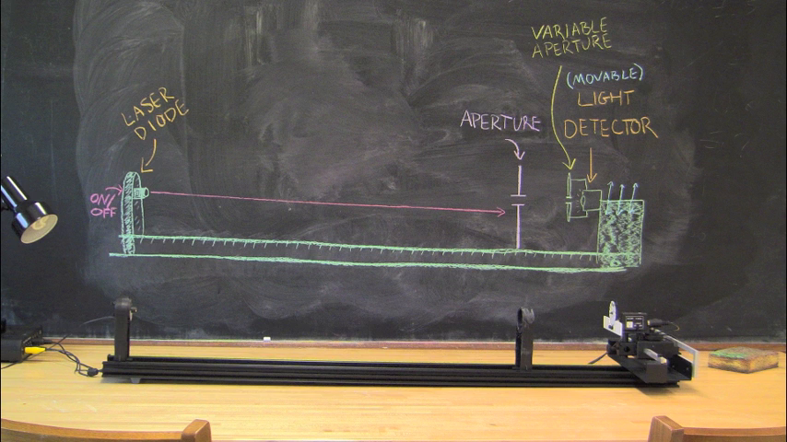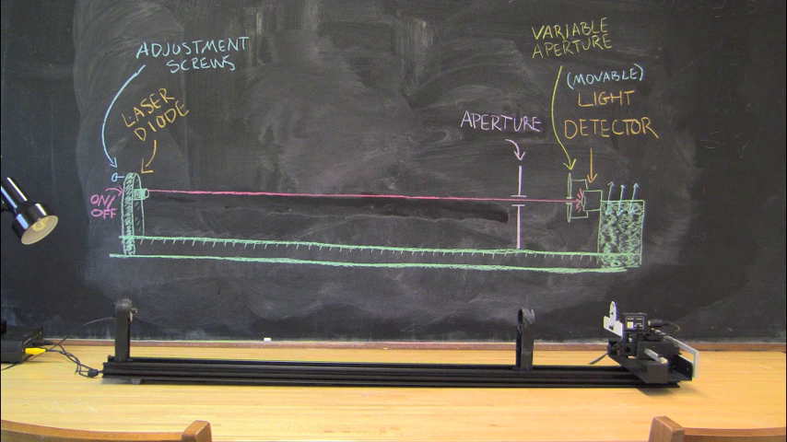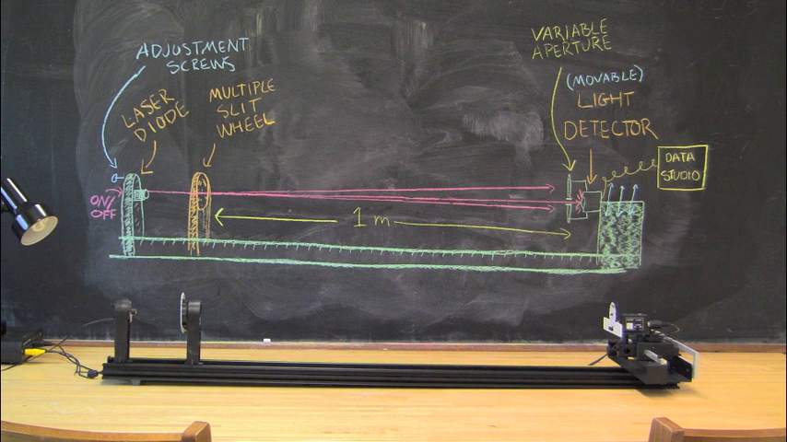To align the setup, place an aperture in front of the detector and turn on the laser. Now adjust the alignment screws on the back of the diode mount until the laser passes through the aperture. You may need to adjust the height of the detector to maximize the photodiode signal in Data Studio. Now remove the aperture and insert the multiple slit wheel 1 meter from the front face of the detector.